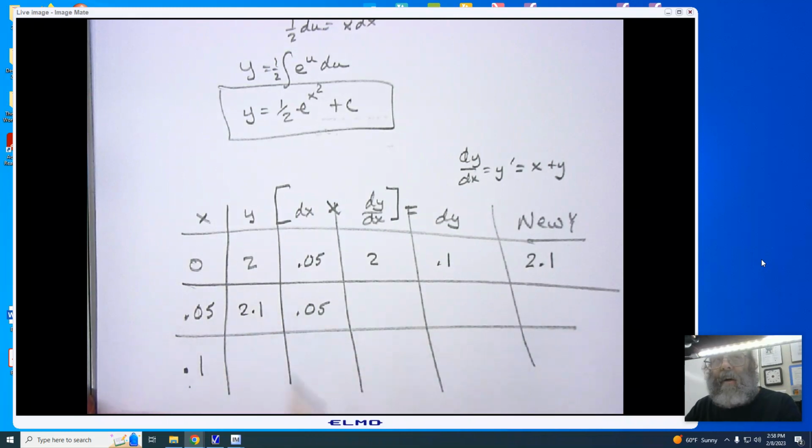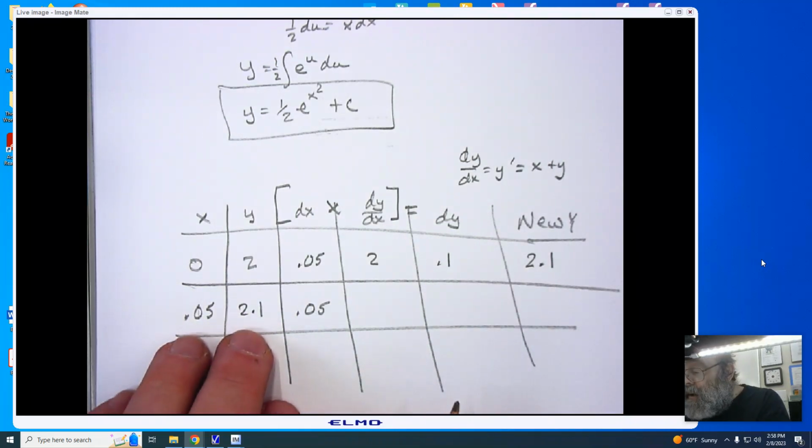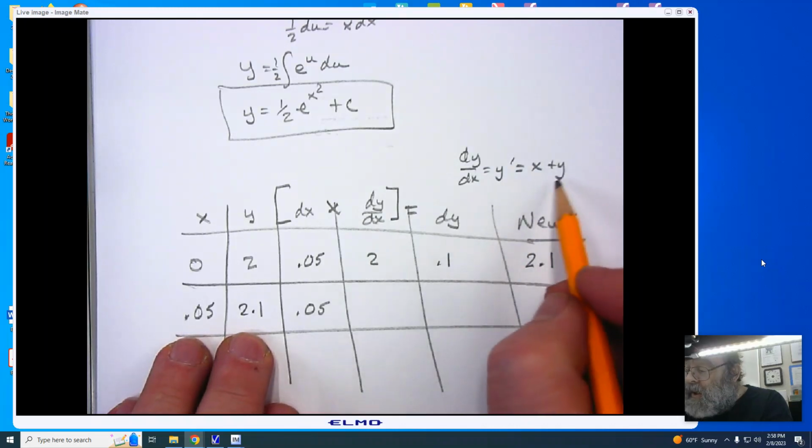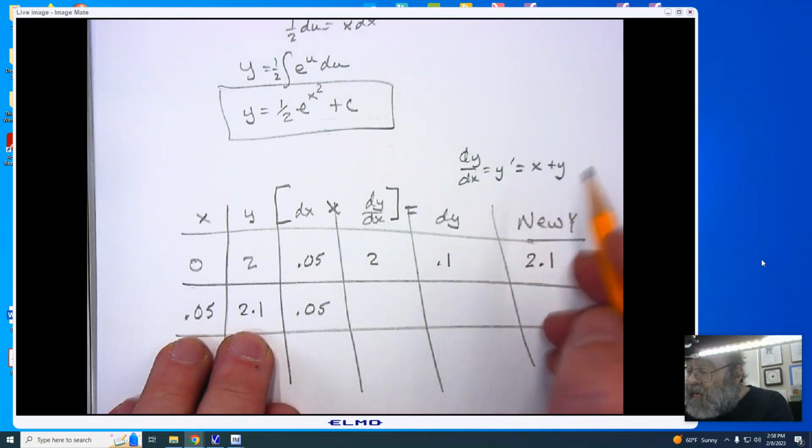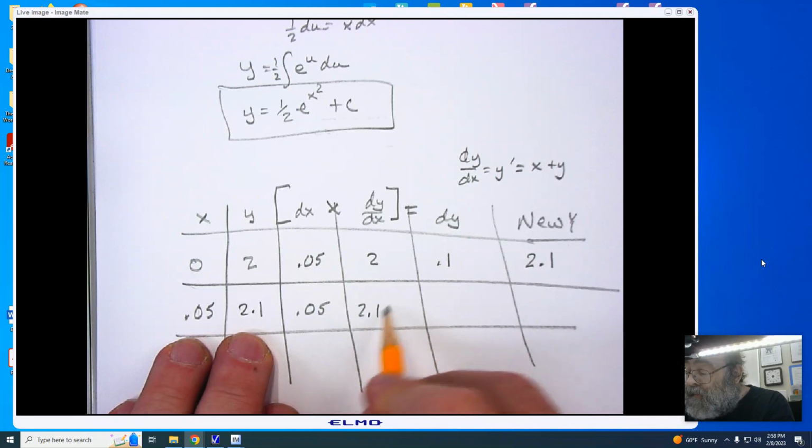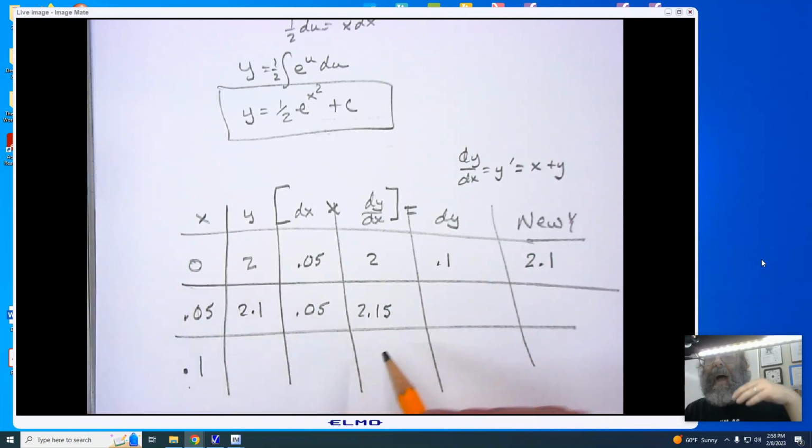2.1 goes right there, down in the new place, and I'm now looking at adding 0.05 plus 2.5, and that's going to give me 2.15, multiplied by 0.05. Now I'm going to go ahead and use a calculator at this point. Otherwise, we're doing long multiplication, and a lot of people will find that even more tedious.